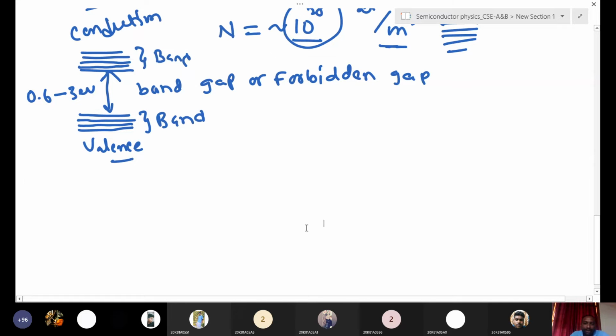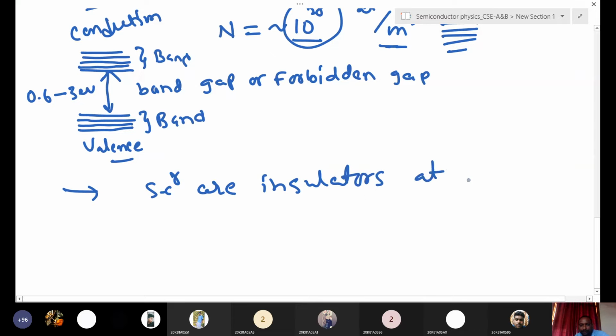Generally these semiconductors are insulators at what temperature? Do you remember this? High temperature or low temperature? Any value? Any idea? No idea? Okay, no problem.